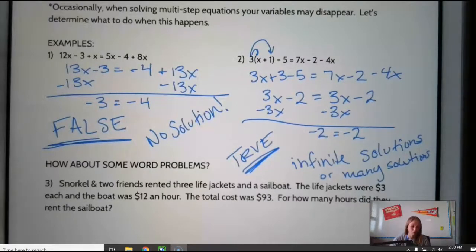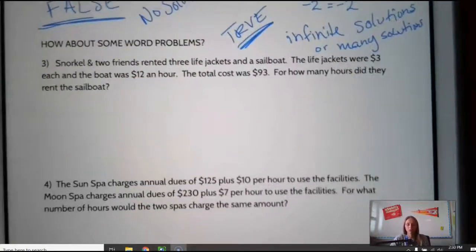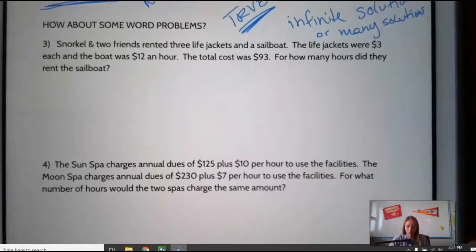So that is that. So now we're going to do some word problems. Fun stuff.